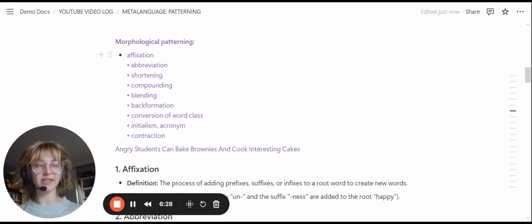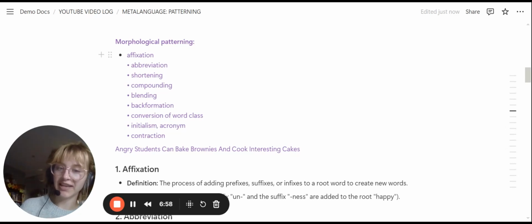Think back to your basics. What is morphology? And thankfully, although overall it is a little annoying that they've named it two things, word formation processes does kind of help you guys figure out what morphological patterning is. It's just how are words created. So there's a whole bunch of them, and they've magically made them all start with basically the same letter for you guys, which means memory devices are basically impossible. But a little fun one is angry students can bake brownies and cook interesting cakes.